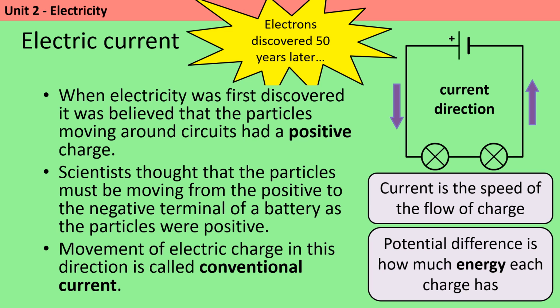Potential difference is about the amount of energy being transferred. So we could measure it on either side of a cell or a battery and see how much energy is being given to the electrons as they go past, or we could measure it on either side of a component like a lamp and see how much energy is being transferred from the electrons to the lamp.